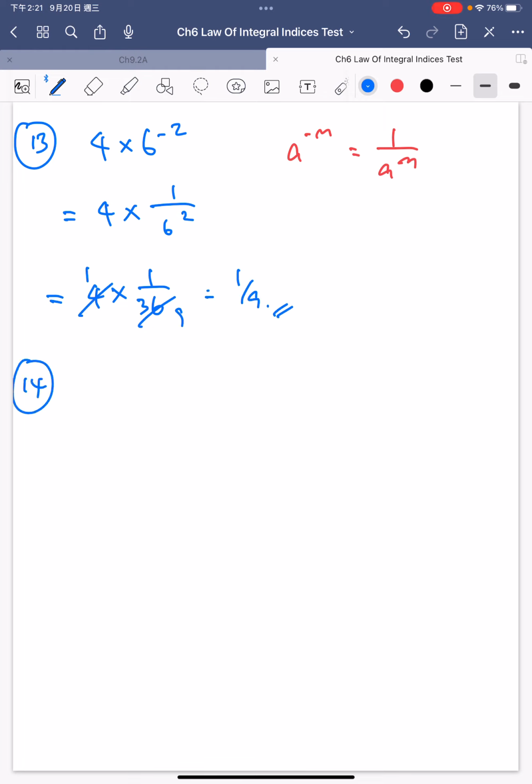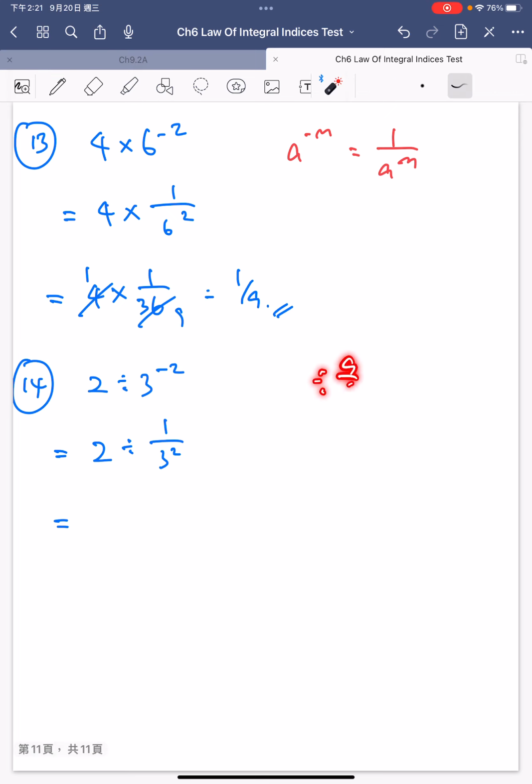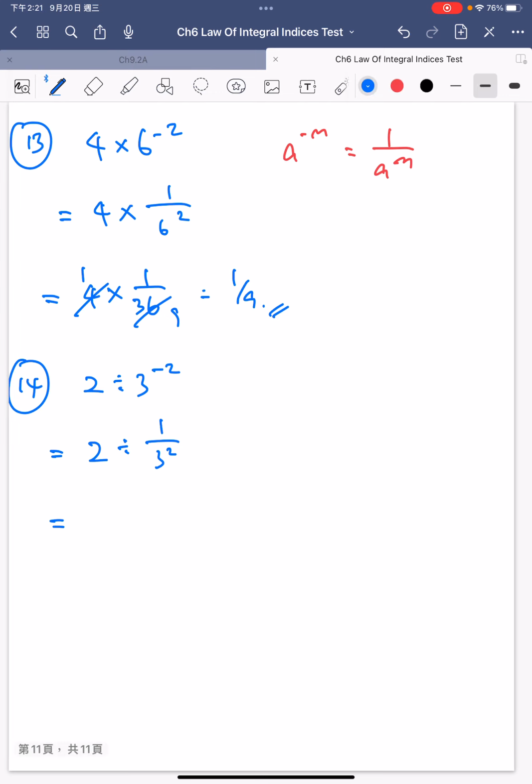So next, question 14, we have 2 divided by 3 to the power of negative 2. First of all, we can change it back to a fraction. So 2 divided by 1 over 3 squared. Then using the formula that I taught before, divided by a over b is equal to times b over a, we can have 2 times 3 squared over 1. So 3 squared will give you 9. 9 divided by 1 is 9 again. 9 times 2 is 18.